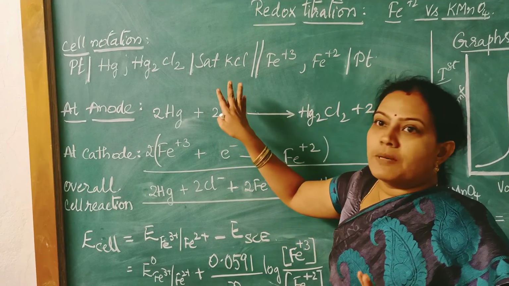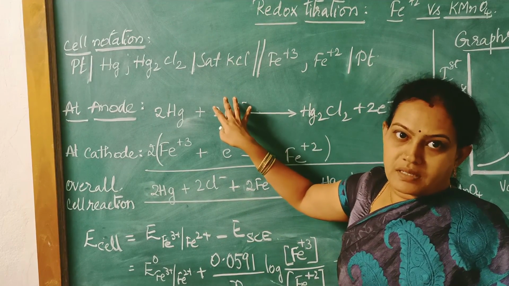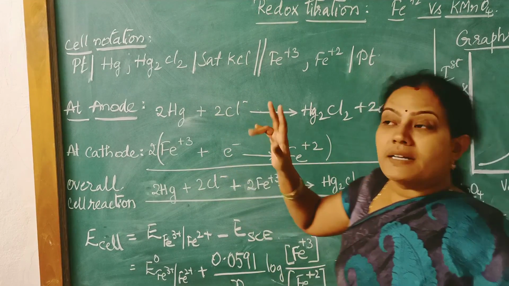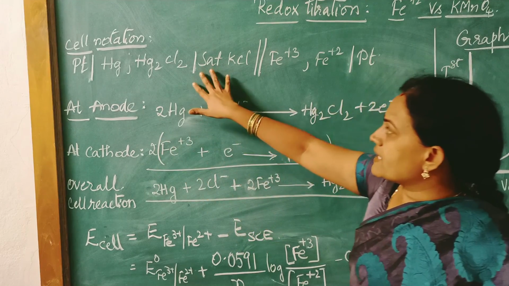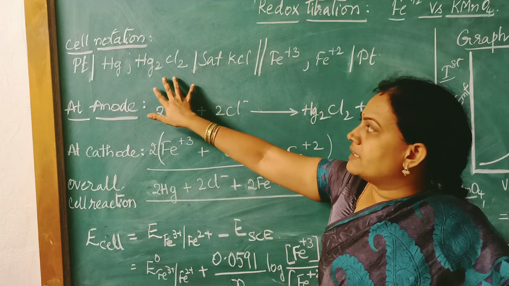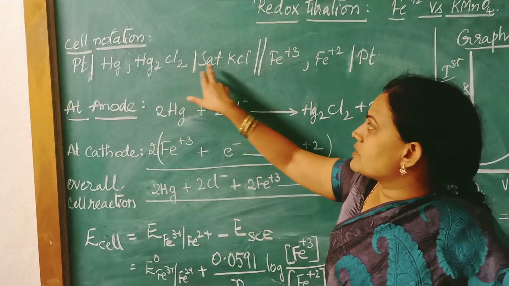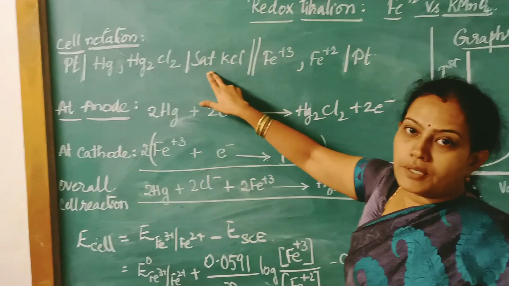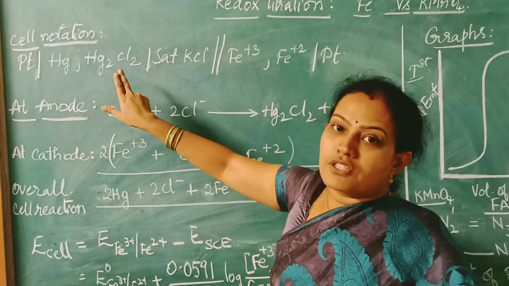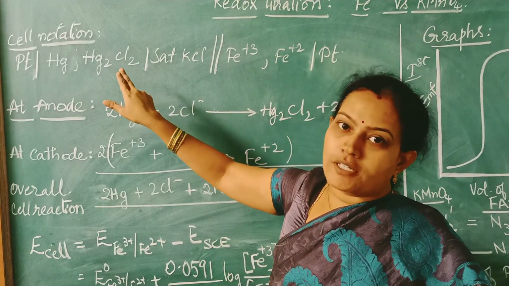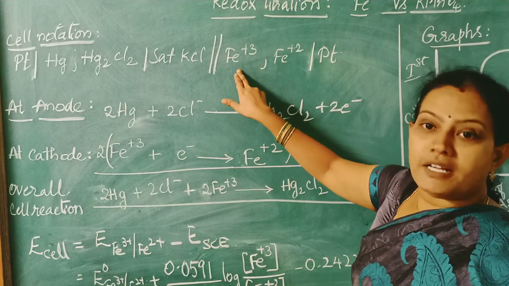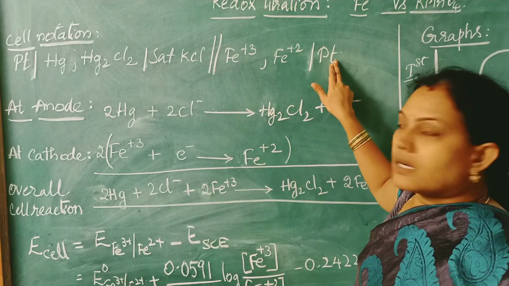First, let's discuss how we construct the electrochemical cell for this particular reaction. We are using two electrodes here. Two half cells are involved. One is the reference electrode, the calomel electrode, which has saturated KCl. So it is a saturated calomel electrode used as the reference electrode, which has a standard potential of 0.2422 volts. The other electrode involved is the ferric ferrous electrode with platinum.